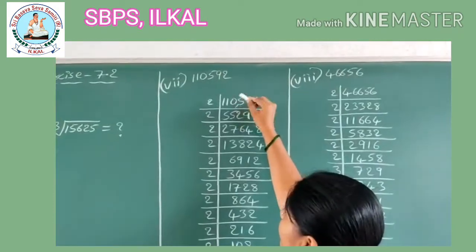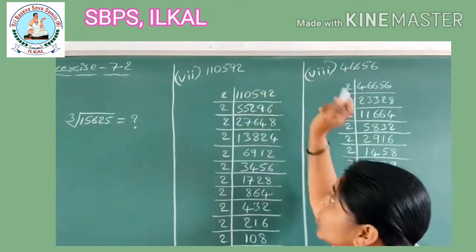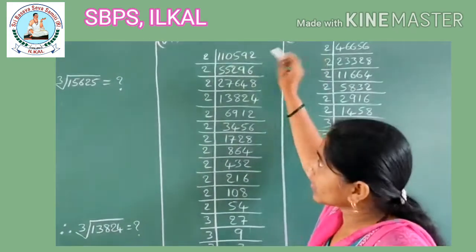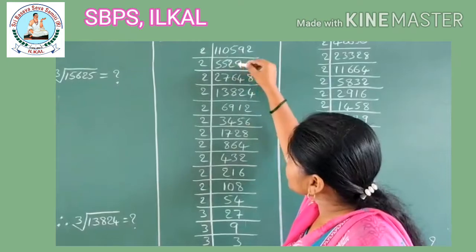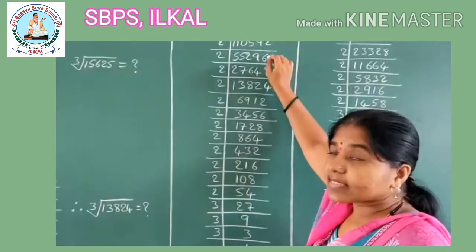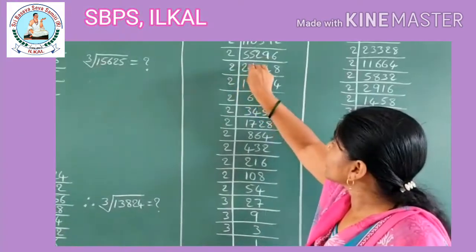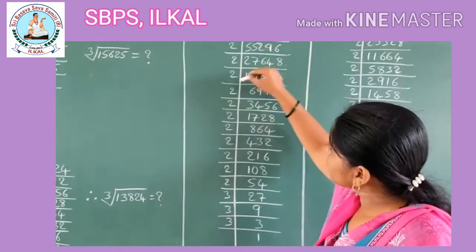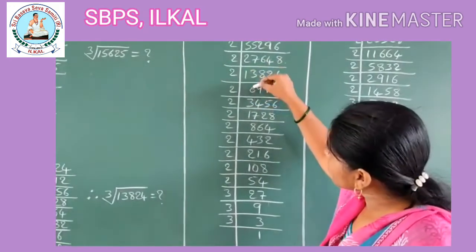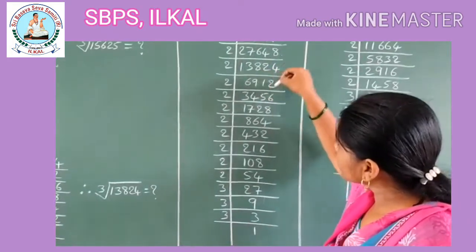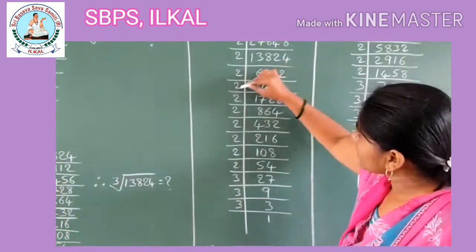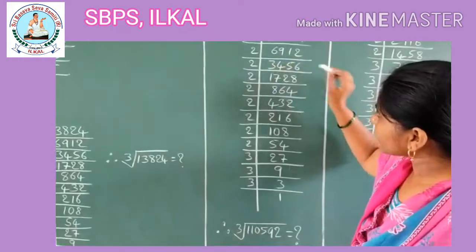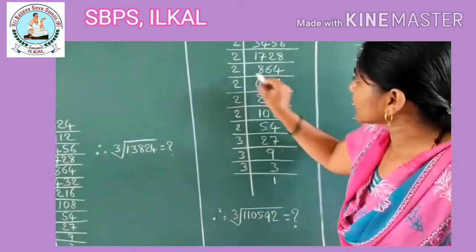Next one, children, this is 1,10,592 they gave. Okay, dividing by 2 repeatedly, 2 5s are 10, 2 2s are 4, 2 9s are 18, 2 6s are 12, 2 7s are 14, 2 4s are 8, 2 8s are 16, 2 3s are 6, and so on until we reach 1.